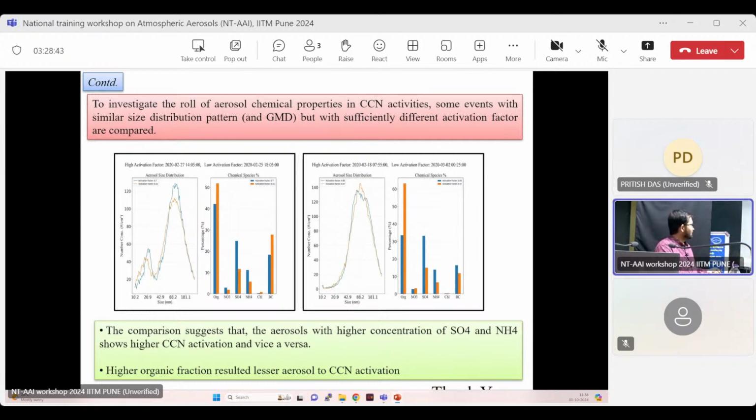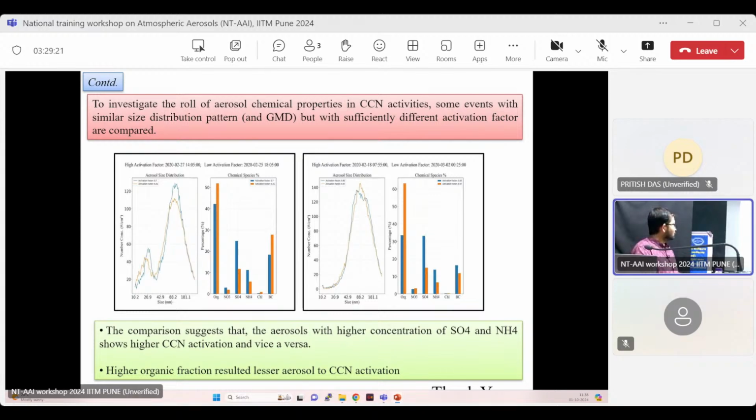Both size distributions are similar, but the activation differs. The blue one is the higher activation fraction and the orange one is associated with the low activation fraction. So even though the sizes are similar, there is a differentiation in aerosol activation as well. When we look at chemical composition, whether it's a hygroscopicity effect or not, because sizes are similar, there is no way that size can affect your activation fraction.